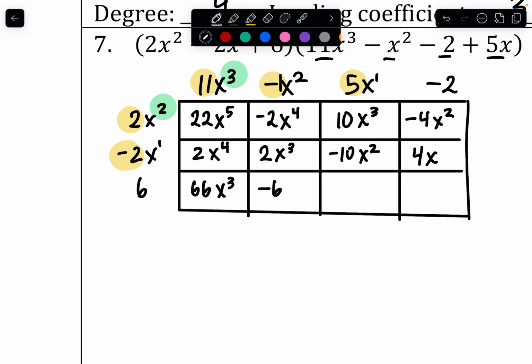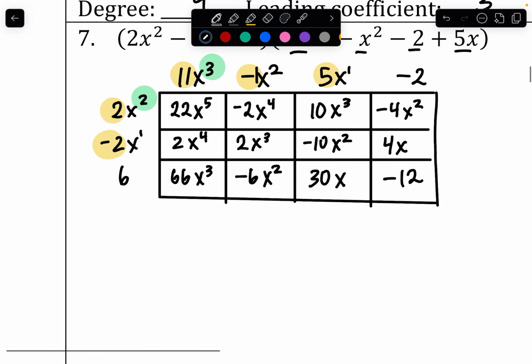6 times -1 is -6, we have the x squared. 6 times 5 is 30, and then we have x to the first, and then 6 times -2 is -12. Now, if you have these in standard form, you should notice that your like terms lie on the diagonal. So we just have one x to the fifth term, so that will be our first. And then next, we have our x to the fourths. Okay, so 2 and -2 x to the fourth.